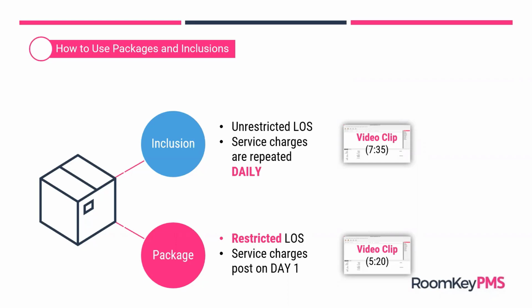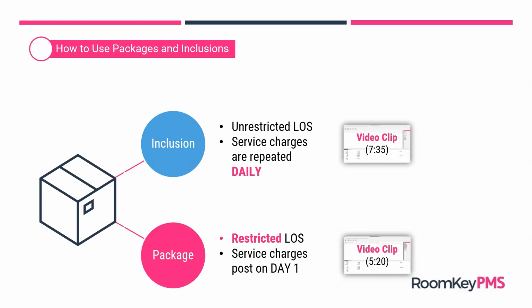one-time $100 spa credit, and breakfast each day for each guest. So because it is a 2-day spa package, we will see how we can apply that restriction or length of stay restriction when we're creating the package. And because there are two types of services, services that post once, like the $100 spa credit, and the ones that repeat, the breakfast each day, we'll see how that is set up as well.